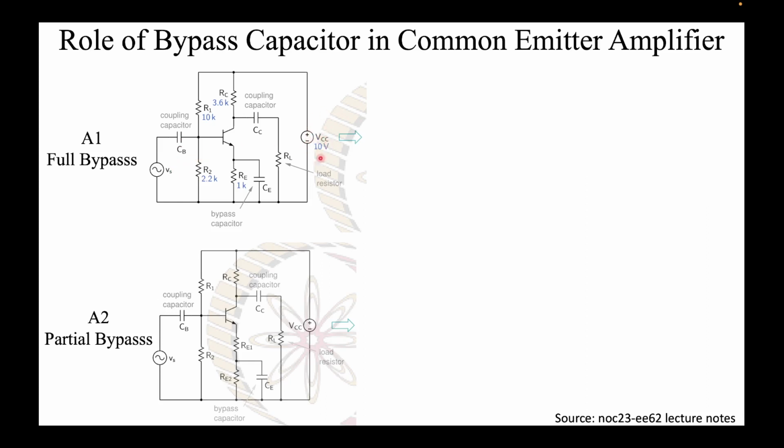You can see this is the DC voltage, and this is the complete circuit diagram that we see. The capacitance that you see here, CE, is called the bypass capacitor. Why is this called bypass? We'll see in a minute.